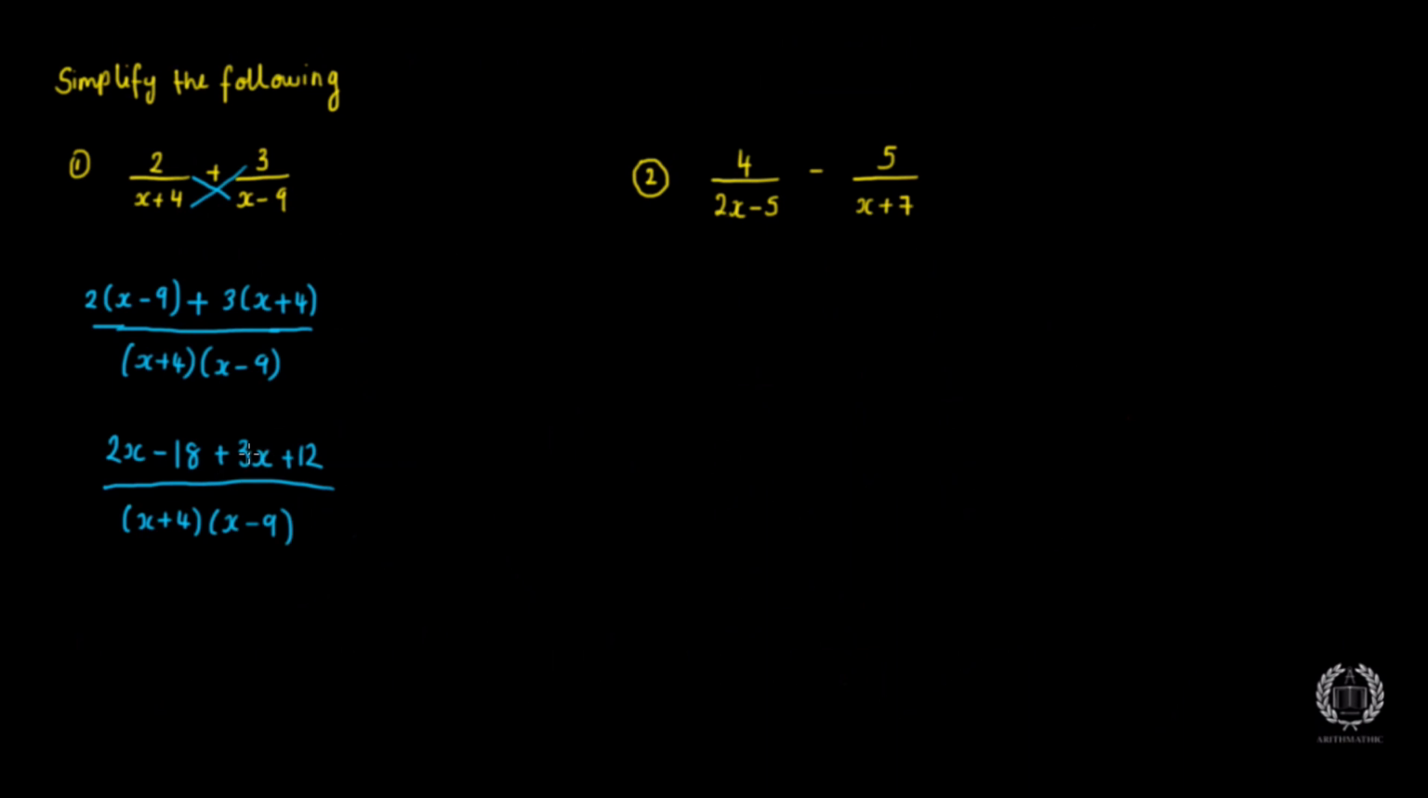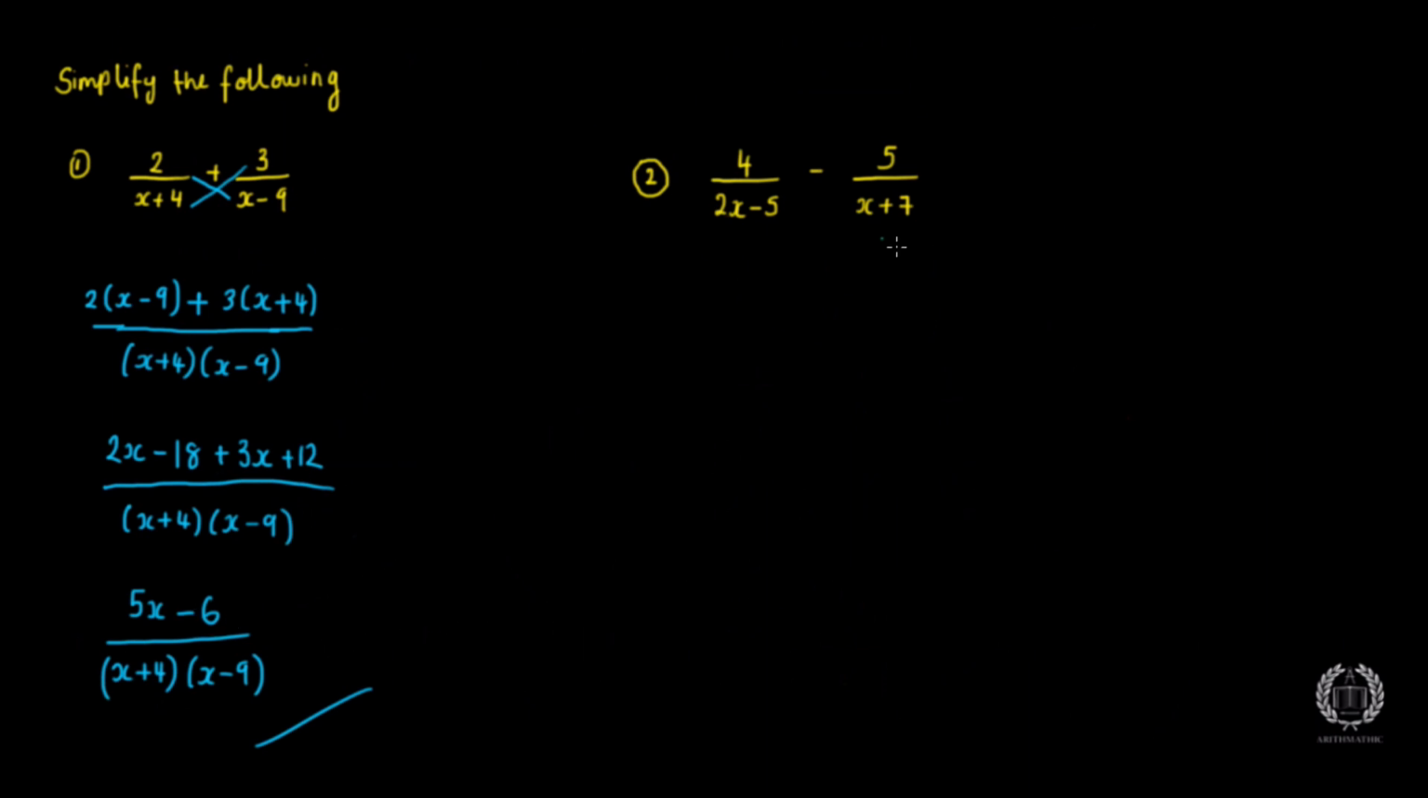Now, 2x plus 3x gives you 5x. And then minus 18 plus 12 is minus 6. So you're left with 5x minus 6 over x plus 4 bracket and then x minus 9. And that's pretty much it. That's all you do. So remember, once you get this, you want to expand the brackets and then simplify, and once you've simplified it, that's your answer. If you want to expand the denominator, that's up to you. It's not going to make any difference really in this case, so it's fine.